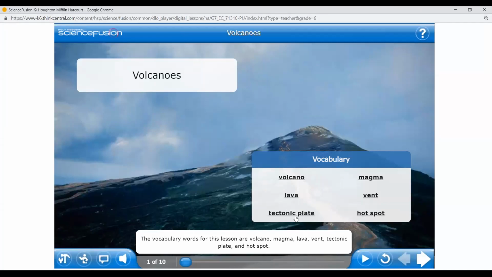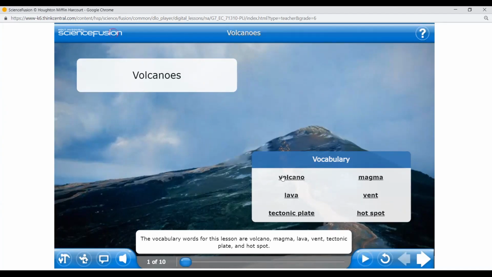Tectonic plate, we have done all of the lesson about tectonic plates. I told you the disturbance in the magma, the disturbance in the inner core and outer core, what they produce are currents. They are nothing but causing the plates to move, the tectonic plates to move. So let us begin. Words for this lesson are volcano, magma, lava, vent, tectonic plate, and hotspot.